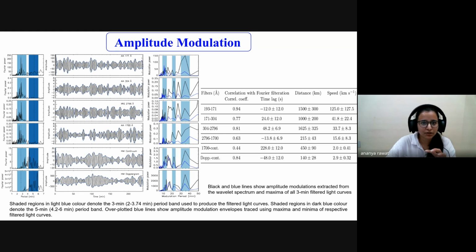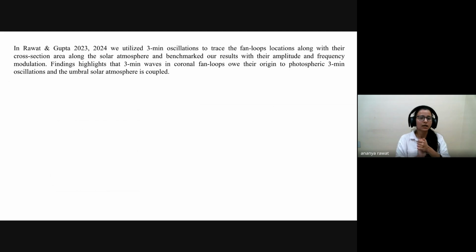Now, apart from amplitude modulation, we did frequency modulation also, extracted the frequency modulation, determined the period of the frequency modulation, and cross-correlated it as well, and determined the correlation was significant, as in amplitude modulation. So this means that the whole solar atmosphere is coupled. So this work has been published.